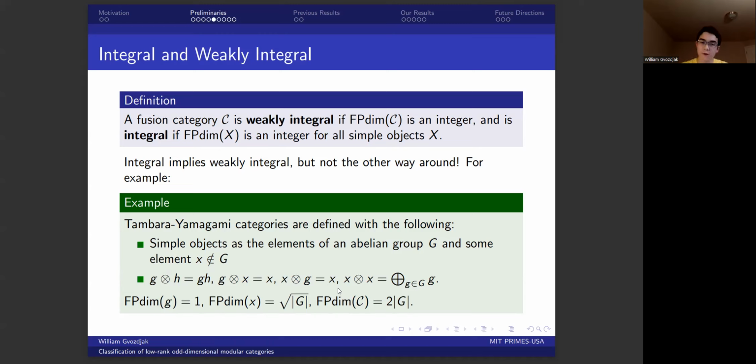So now we actually look at the Frobenius pairing dimensions of all of these simple objects and also the category as a whole. We know that the FPDIM of every single simple object that comes from this abelian group G is just 1. Now, if we look at the FPDIM of this simple object that's not from this abelian group, which we can find using this last equation here, if we take the FPDIM of both sides, we end up with FPDIM of X squared equals the order of G.